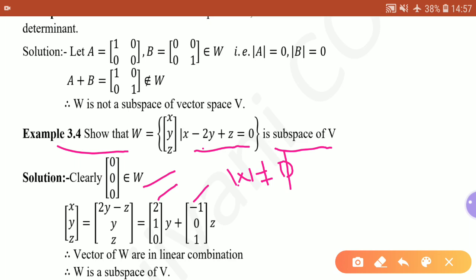Or if you are not understanding this, using our regular way also you can prove that. Consider any two elements, show that their addition also belongs to W, and their scalar multiplication also belongs to W. In that way also you can prove. Here we have taken the help of that theorem number 2. We have proved here that it is a linear combination of vectors. So any vector in W can be written as a linear combination of vectors, and hence it forms a vector space. Fine.